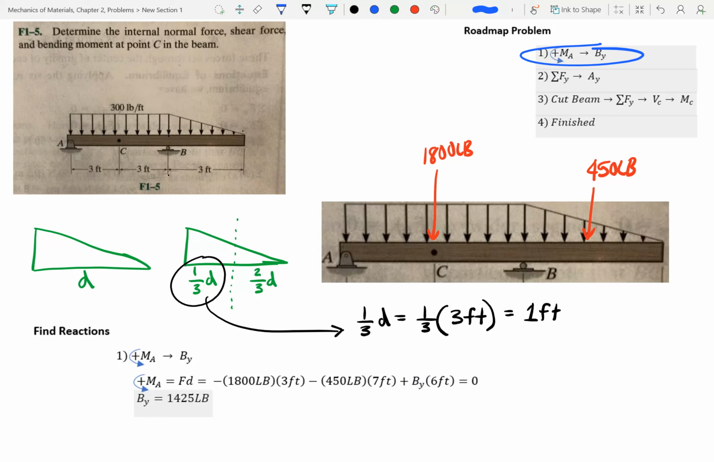And one thing I wanted to point out here is this 7 feet right here. You have to remember that you're 1/3 right here. And then you're 2/3, right? That's how you get to the center of the triangle. So you can see that the distance from here to here is 6 feet. And from here to here is 1 foot. So that's where that 7 feet comes from.